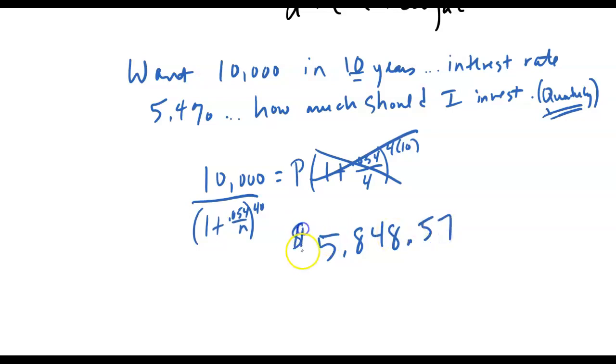$5,848.57. So if I put that in the bank today and forgot about it for 10 years, then in 10 years I could have a down payment for a house. A little nest egg. All right, hopefully you learned a little something about interest and how to use those formulas and how to solve for different things.